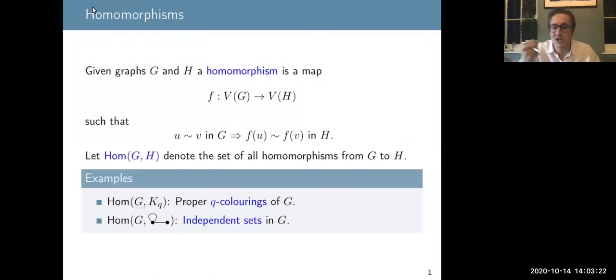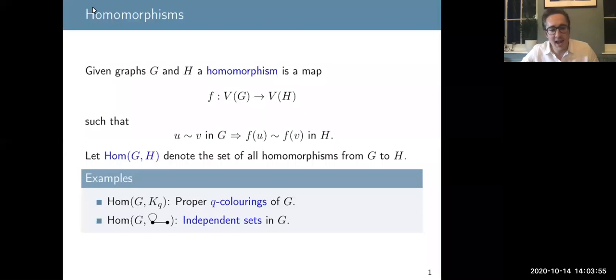If I fix H to be a clique, so K_q is a clique on q vertices, where every pair is connected by an edge, then what am I asking for? I'm asking that every edge gets matched to an edge of the clique. That just means that every two vertices joined by an edge need to get mapped to two distinct vertices in my clique. Or in other words, I'm looking at a proper q-coloring of G. So I'm going to the vertices of G, assigning some color, and I want this coloring to be proper.